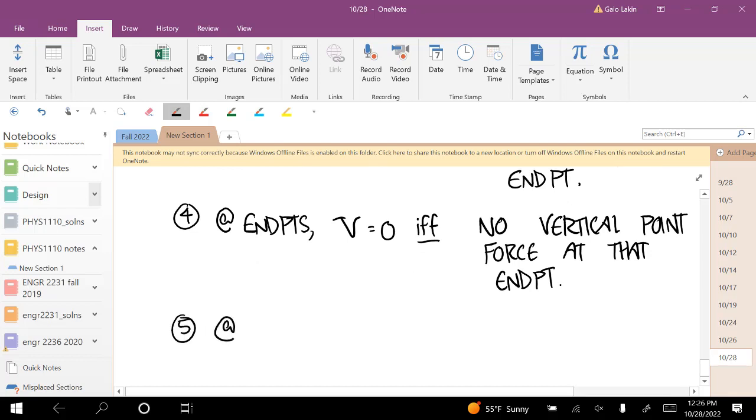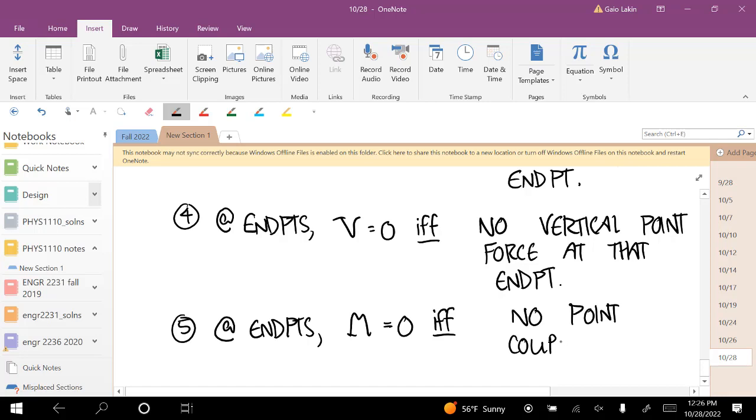And then 5 is the bending moment one. So at the endpoints, M is equal to 0 if and only if, what do you think the requirement is for the bending moment? Point couples, yep, at that endpoint. There's two ways couples can come up in these problems. The first is that there's some kind of applied couple that's written on the problem. And then the second one is that it's a fixed joint. In 2D like this, a fixed joint is the only joint that applies a couple.